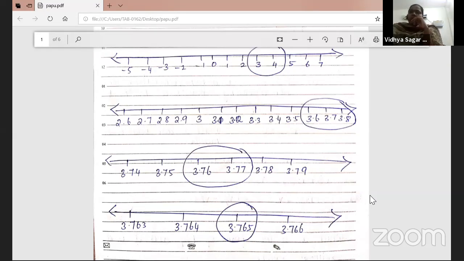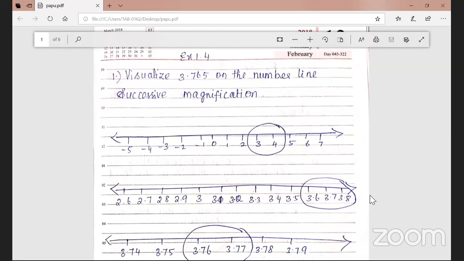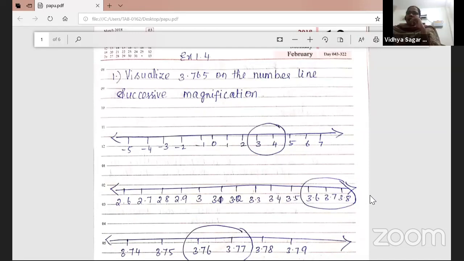We just split the interval each time. First, we must know that 3.765 will come between 3 and 4 only. These are the basic things you must know. Next, we split the interval: 3.1, 3.2, 3.3. So 3.765 will come between 3.6, 3.7, 3.8, and between those points, the point will come.